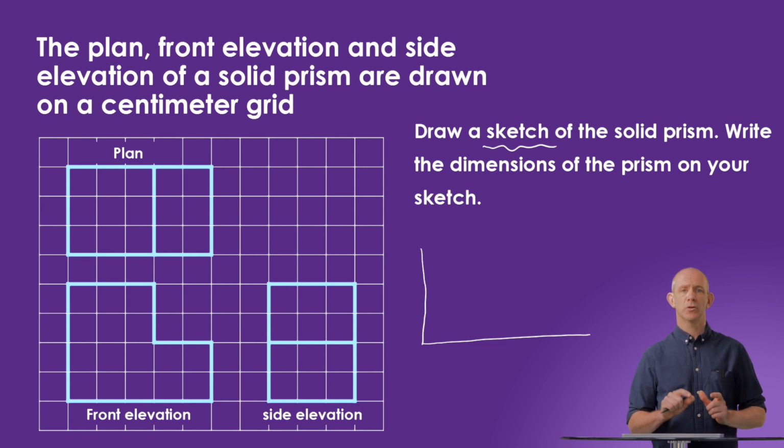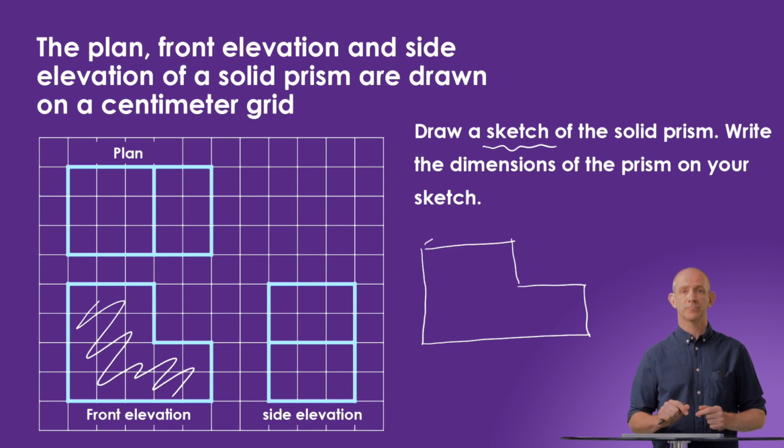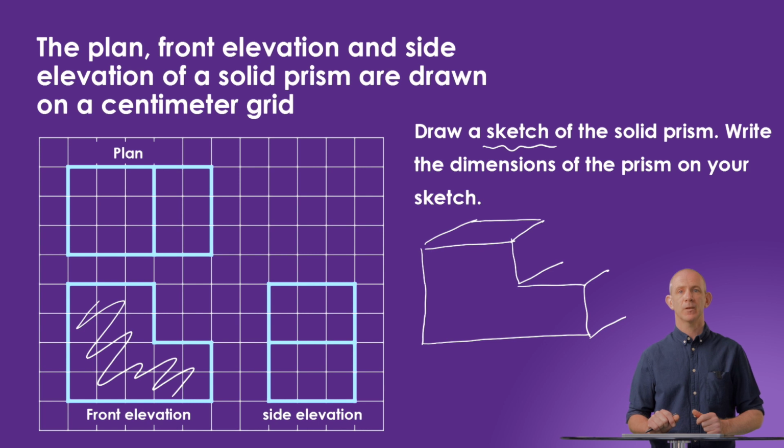Then I'm going to draw a line at around 30 degrees from the horizontal to represent the 3 centimetres of the base of the side elevation from each of the corners. This will give it a 3-dimensional representation, and then I can join all of those up to create the back edge. Now I can put the measurements on, starting with the 4 centimetres on the left, 5 centimetres on the base, and 3 centimetres on the depth.